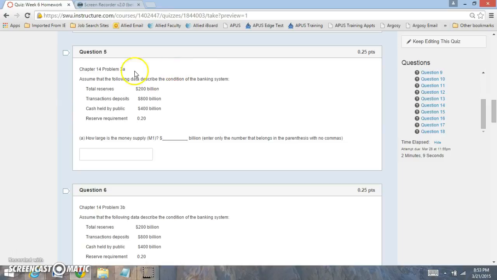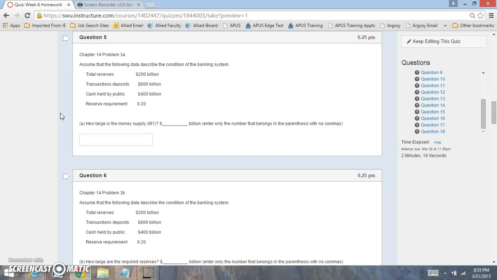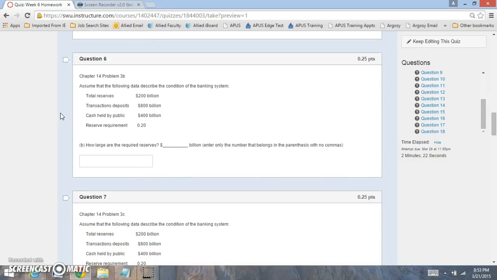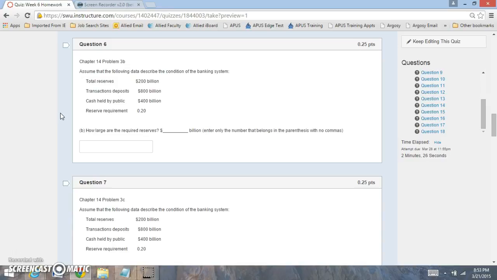This question right here, you're looking at the role of M1. M1 includes traveler's checks, checkable deposits, and currency. Question 6 is how large are the required reserves? To find this out, you want to take the total reserves and look at how much money is in the bank. And the reserve requirement is 20%.